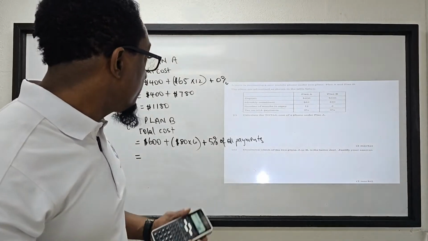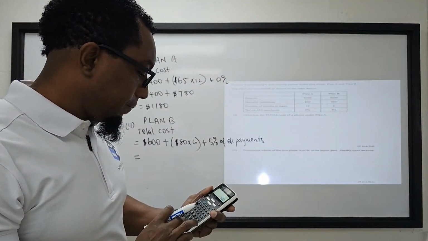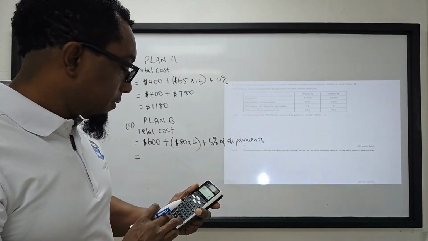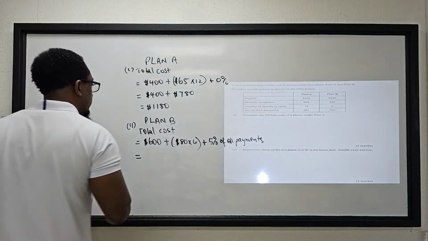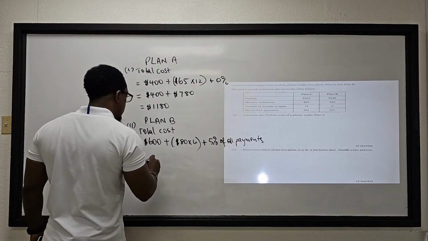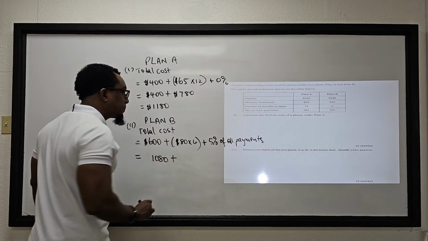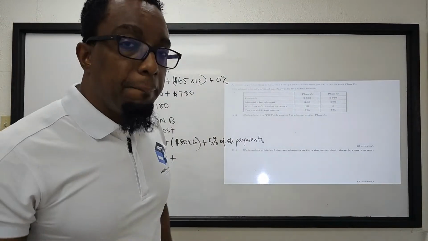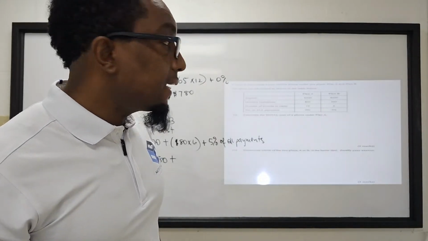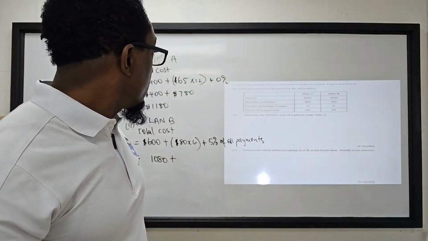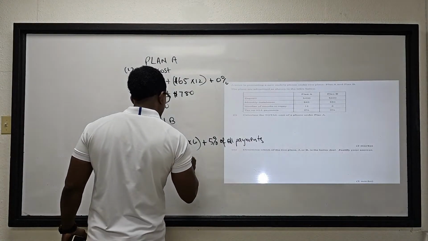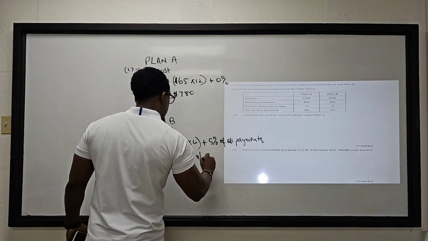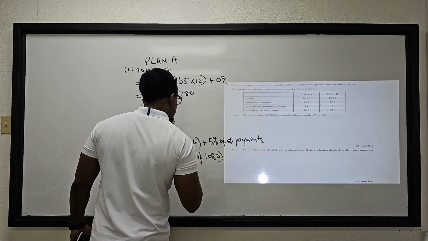So this will become 600 plus 480, which will give us $1,080 plus, and we're going to find 5% of all payments. Of course, we're going to add that to our total cost. So that will be 5% of 1,080.